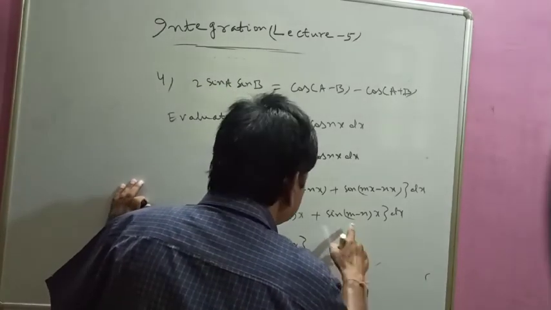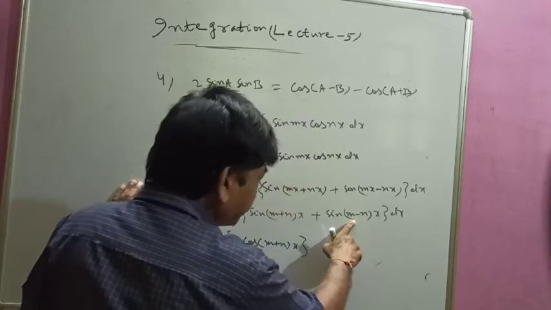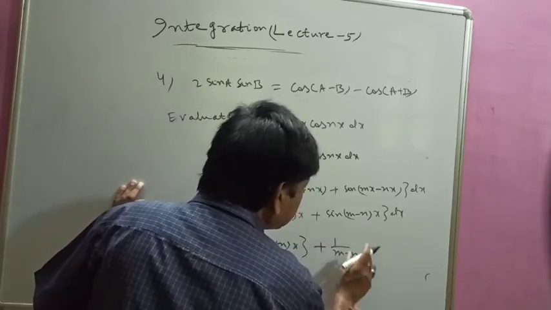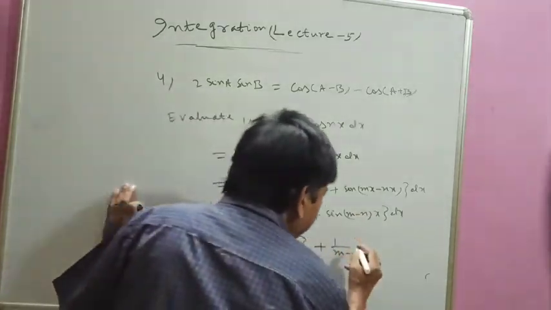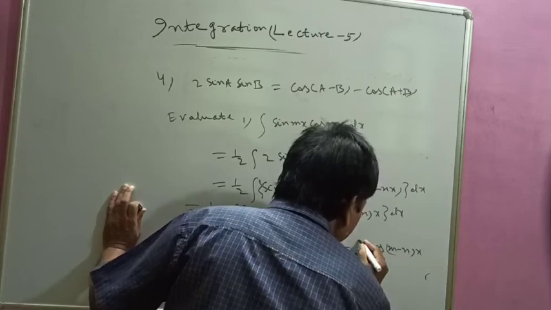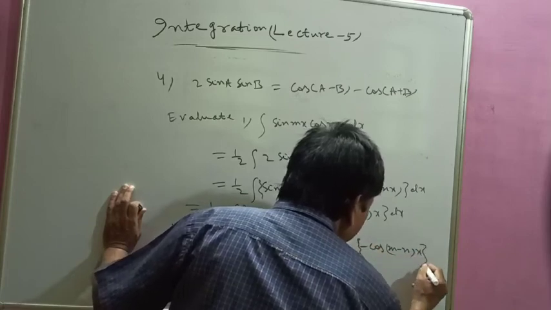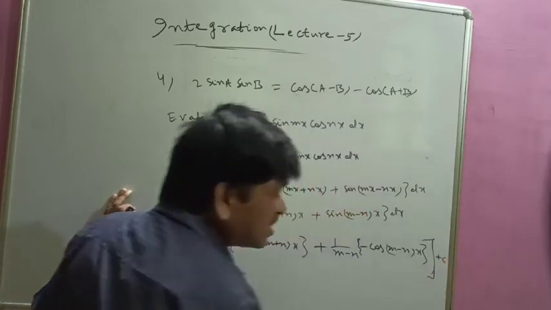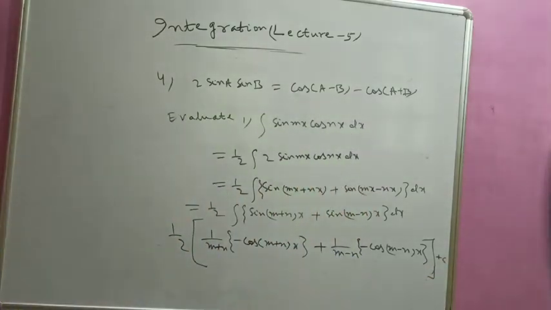Similarly, integration of this: here the coefficient of x is m minus n, so it is 1 by (m minus n). And you know, integration of sin x is minus cos x, so it is minus cos (m minus n) x. Then you write plus c. So this is your basic concept.